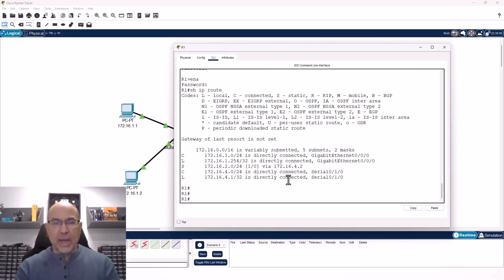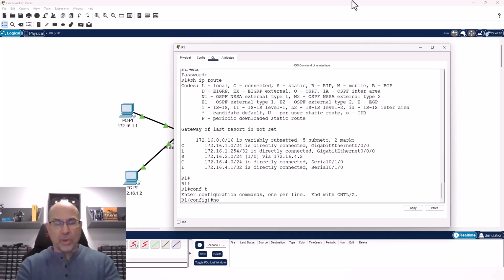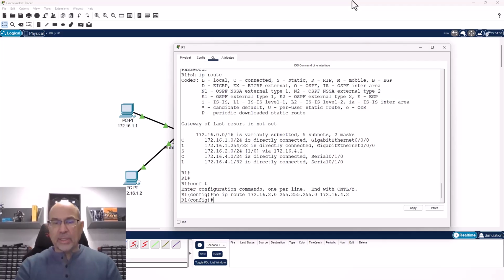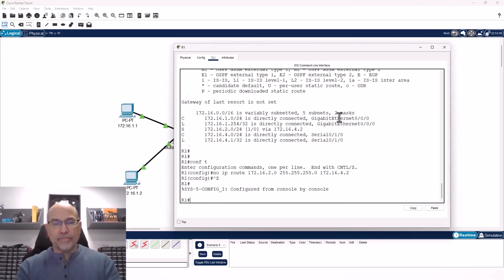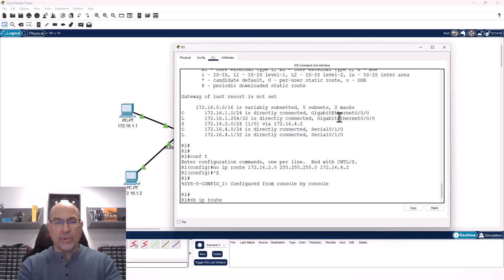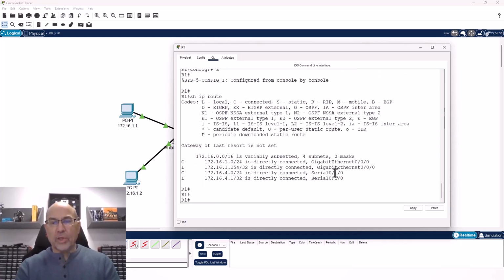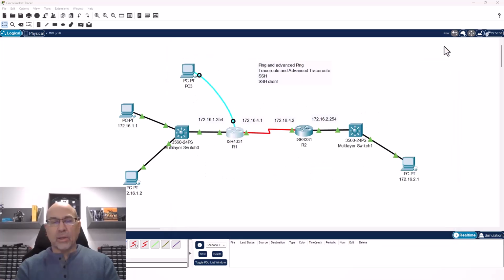I can see that right now I know how to get to the 2net. I'm going to take away this network. IP route 172.16.2.0. And the reason that I'm going to take this away is because I do not want this router to know where it is, because I want to see what result we get when we ping. So now if we do a show IP route, we only know about the directly connected networks.